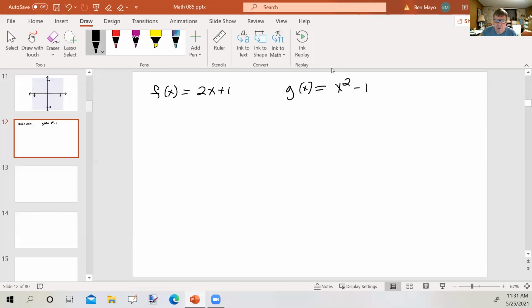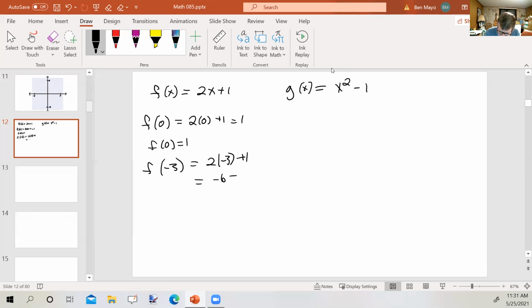All right, so let's go back here and look at this f of x equals 2x plus 1. What if I wanted to find f of 0? I'd put 0 in the place of x, and I'd have 2 times 0 plus 1, which is 1. So f of 0 equals 1. What if I had f of negative 3? I'd have 2 times negative 3 plus 1, which is negative 6 plus 1, which is negative 5. So f of negative 3 equals negative 5. What if I had f of star? That would be 2 star plus 1.